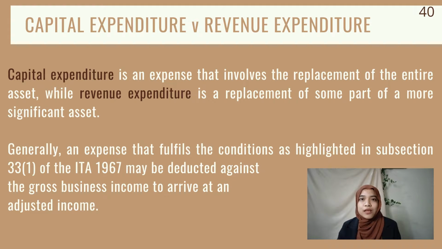Now I'll explain capital and revenue expenditure. Capital expenditure is an expense that involves the replacement of the entire asset, while revenue expenditure is a replacement of some part of a more significant asset. Generally, an expense that fulfills the conditions highlighted in subsection 33(1) of the ITA 1967 may be deducted against the gross business income to arrive at an adjusted income. But expenses that relate to fixed capital, to acquire, modify, expand, or bring into existence an asset or business considered as capital are not deductible.